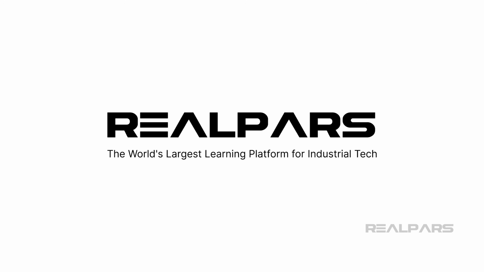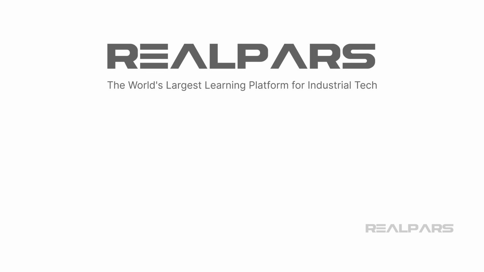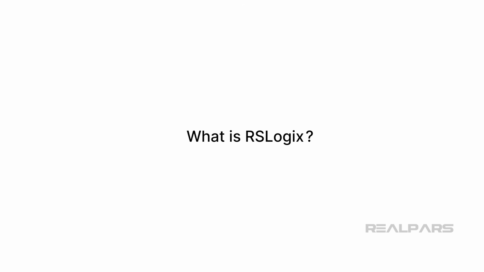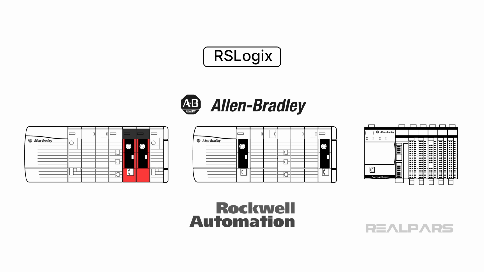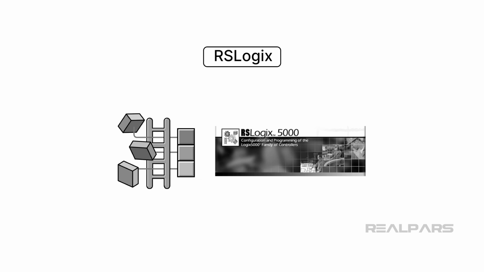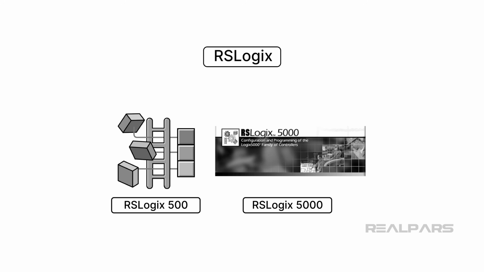In today's video, I will answer the question, what is RSLogix? RSLogix is a programming software that is used to program Allen-Bradley PLCs from Rockwell Automation. There are two versions of the RSLogix software available, and each version is used to program different Allen-Bradley PLCs. Those two versions are RSLogix 500 and RSLogix 5000.